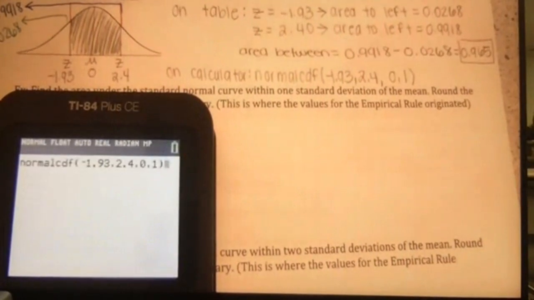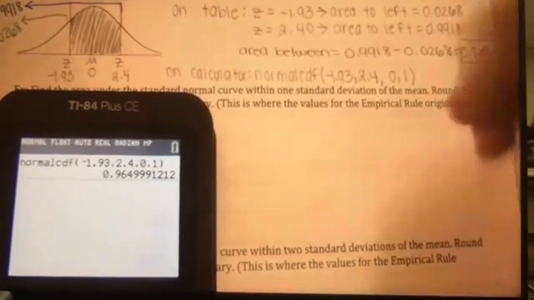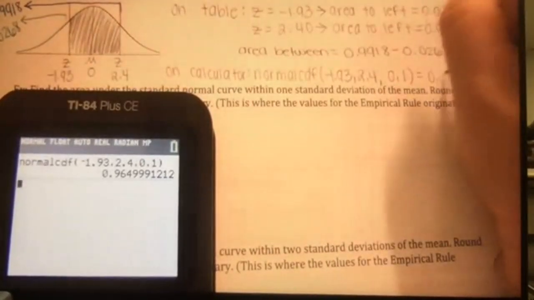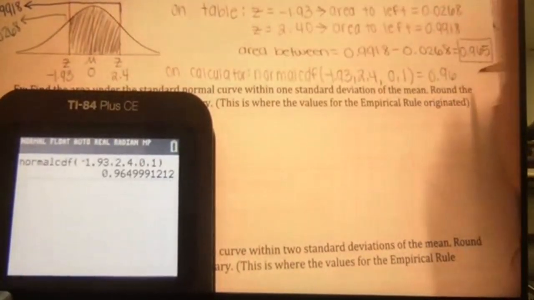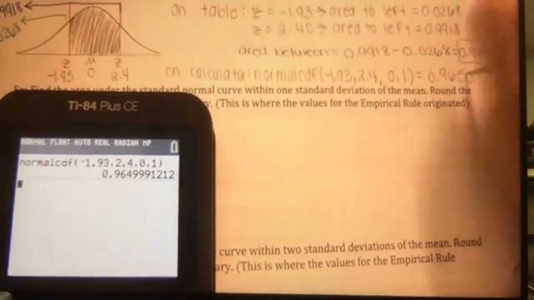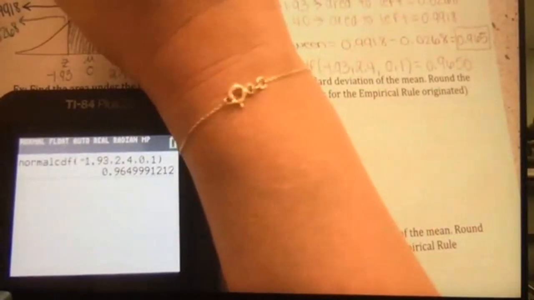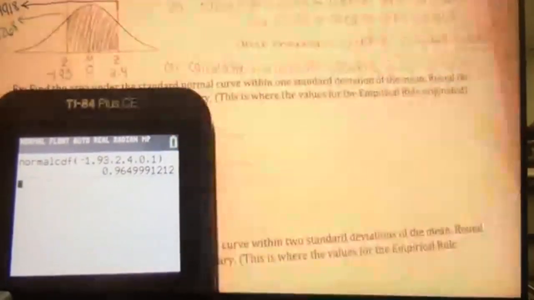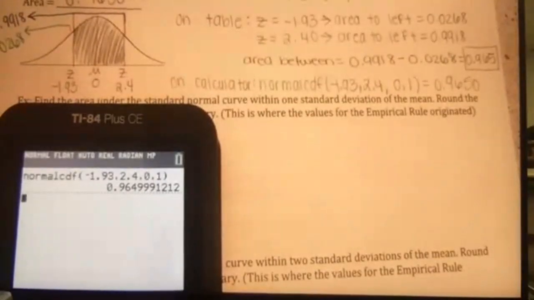Going down to paste, that's how it's going to look for everyone, no matter what calculator you have. Boom, there's your answer, 0.96499, which is going to round up to 50. So our answer either way is 0.9650. I put the 0 because it says round to 4 decimal places, so 4 numbers after the decimal. So that's all of our options: we did the area to the left, the area to the right, and the area between. That's pretty much chapter 6.